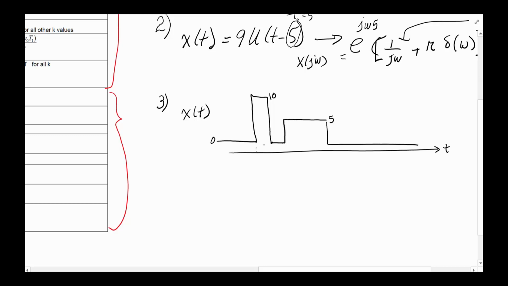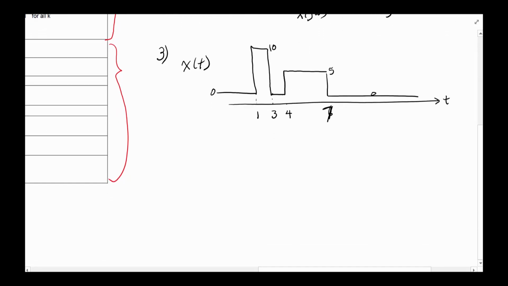And this change is happening at, let's say, 1. This change is happening at 3. This change is happening at 4, 5. Let's say this is 6, maybe 7. And then it's 0 all the way out here, and it's 0 all the way there. So they give you x of t like this, and they say, okay, find me the Fourier transform of it.